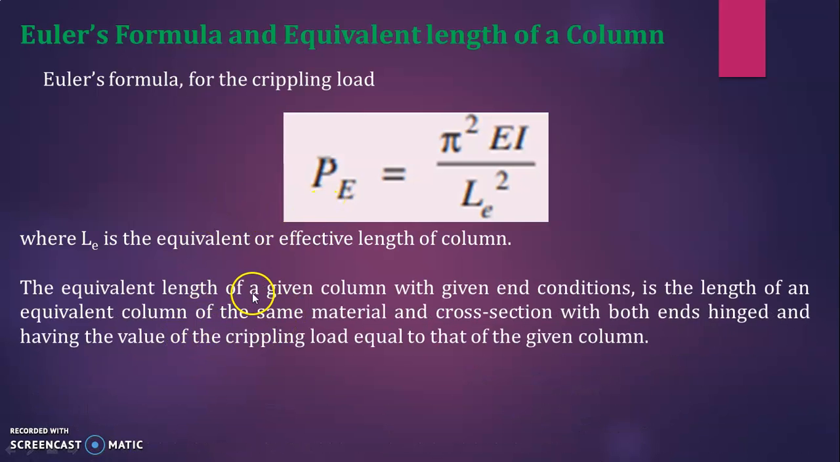Here the equivalent length of the given column with given end condition is the length of an equivalent column of the same material and cross section with both ends hinged and having the value of crippling load equal to that of the given column. That is the meaning of equivalent length.